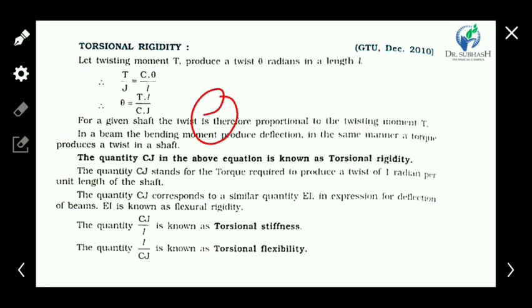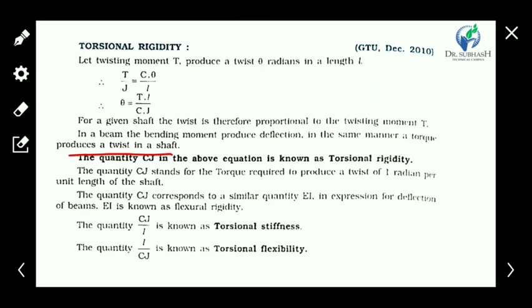Now the angle of twist theta is equal to TL upon CJ according to this relation, and for a given shaft the twist is therefore proportional to the twisting moment or torque. According to this relation, we can say that the angle of twist of the shaft is directly proportional to the torque or twisting moment. In a beam, the bending moment produces a deflection. In the same manner, a torque produces twisting in the shaft.